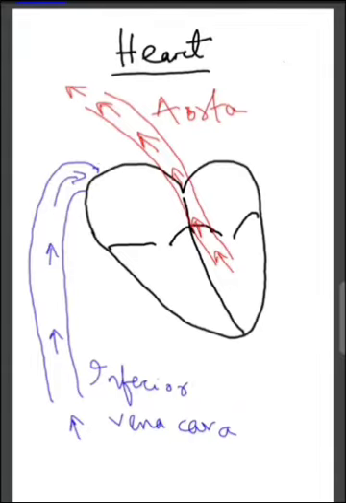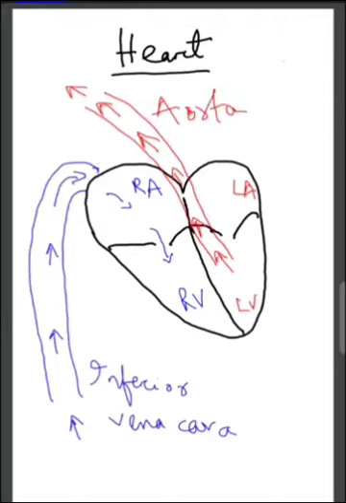Now, how is the blood circulated within the heart? This is the right atrium and this is the right ventricle, RV, and next is the left atrium, LA, and this is the left ventricle, LV. First the deoxygenated blood is collected at the right atrium, and it goes from the right atrium to the right ventricle through the atrioventricular foramen.